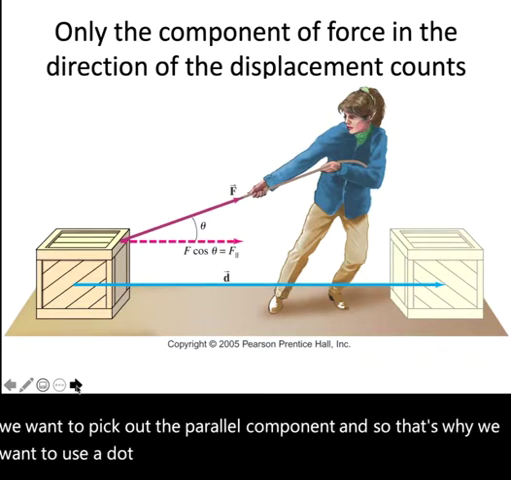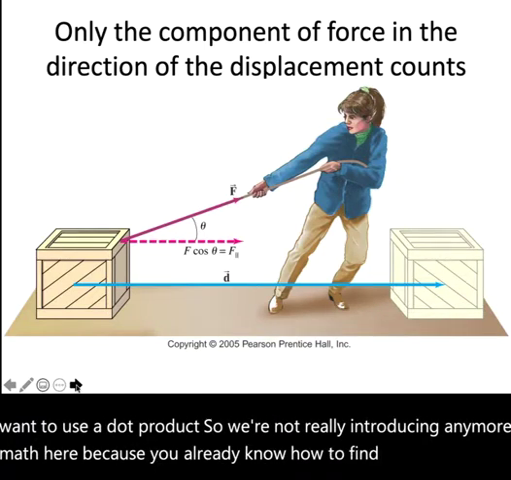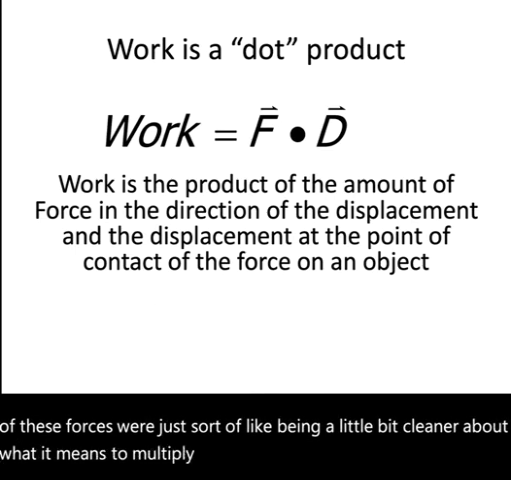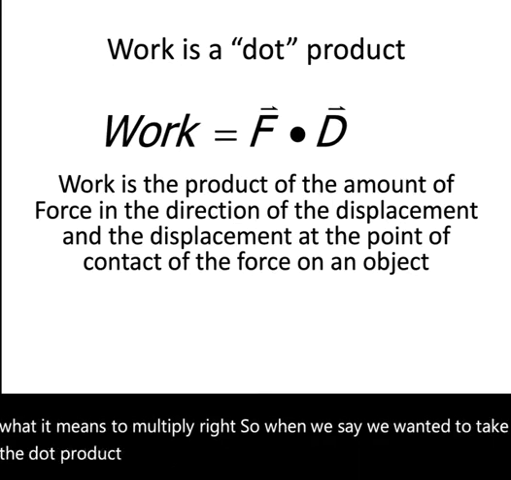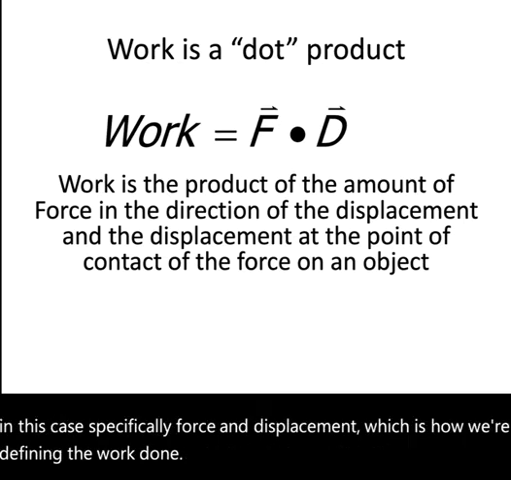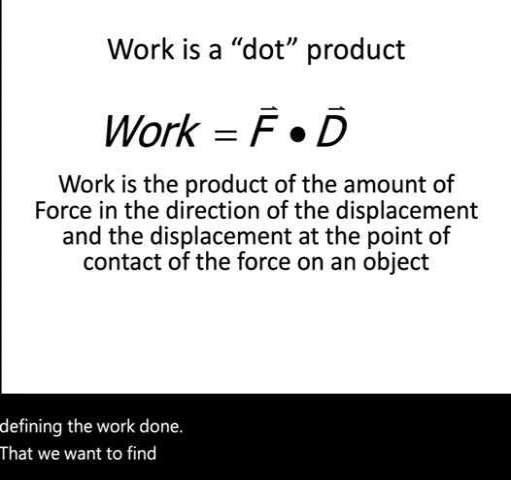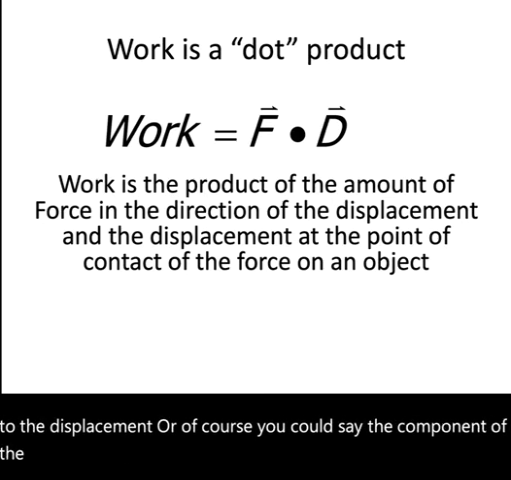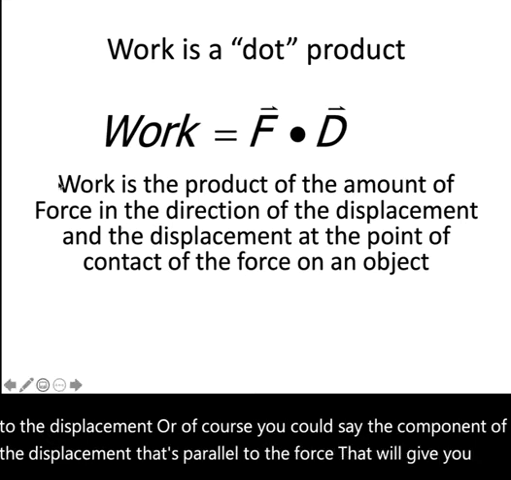So we're not really introducing any more math here because you already know how to find the components of these forces. We're just sort of being a little bit cleaner about what it means to multiply them, right? So when we say we want to take the dot product between any two vectors, in this case specifically force and displacement, which is how we're defining the work done, we want to find the components of the force that are parallel to the displacement. Or, of course, you could say the component of the displacement that's parallel to the force. That will give you the same answer.